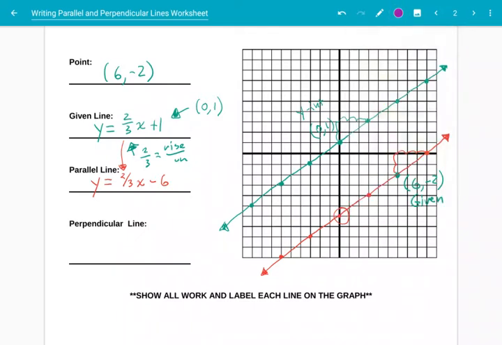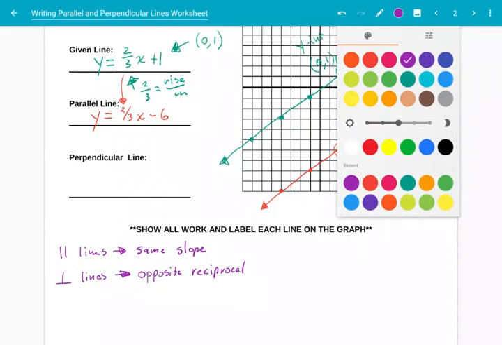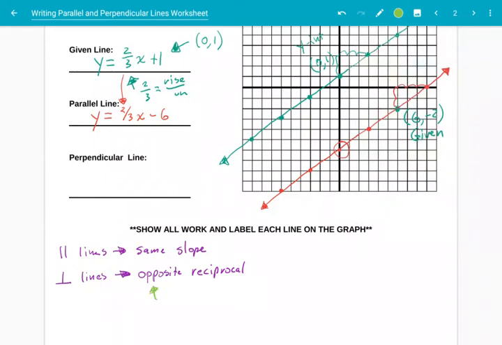Okay, now we're going to do one more. We're going to do the perpendicular line. This is the one that you need to remember. Let's write this down. Parallel lines have the same slope. That's why they never cross. But perpendicular lines have what we call the opposite reciprocal. And all this means is this, so write this down. This means to change the sign, and that just means to flip the fraction.